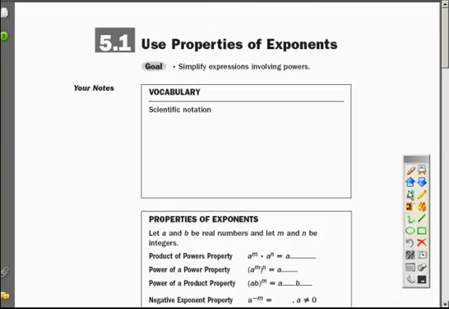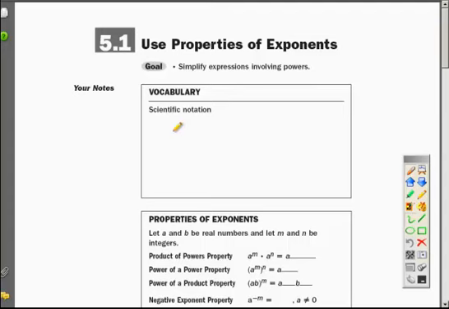Well, here we are at the beginning of another chapter. We're in chapter 5. We're going to use properties of exponents to work through some things that we're going to get prepared for the rest of chapter 5. So a lot of review, a lot of stuff you may have seen in Algebra 1 class, but you know what? If it's not review to you, that's okay. We'll work through it together.